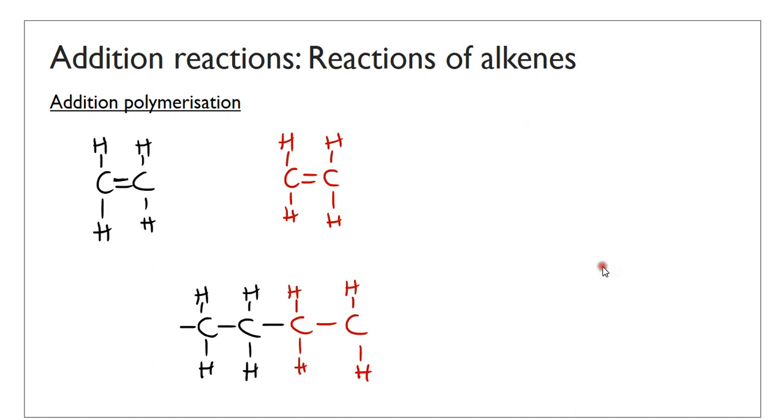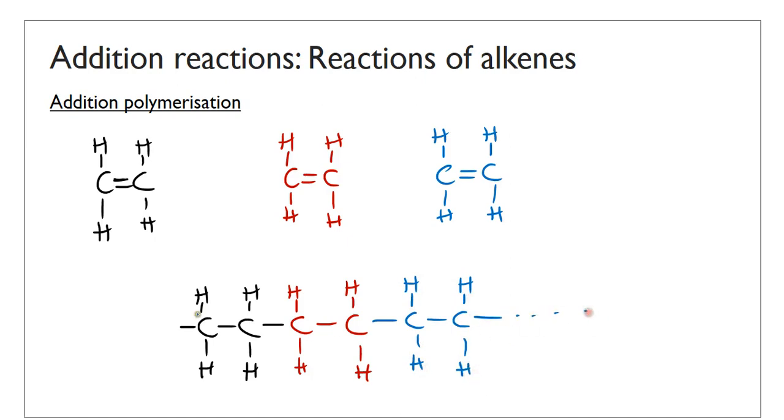Let's do another one. Let's do three. Okay, so this is this one. So you can have C, C. So you can have that, and it can continue. And so basically this is ethene, and the polymer that is going to be formed is called polyethene, or PE.